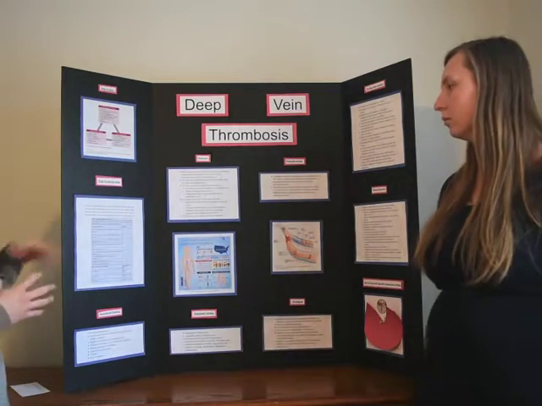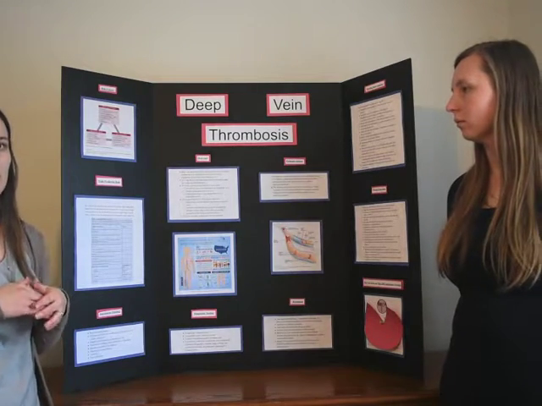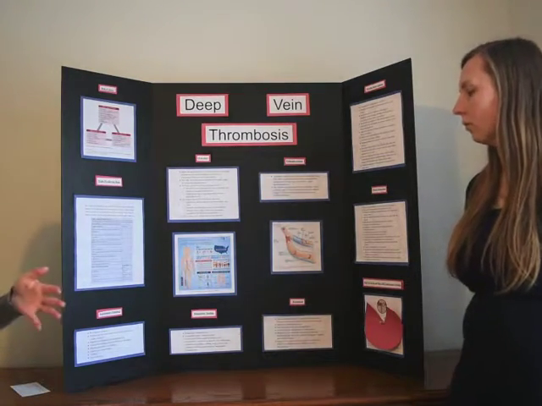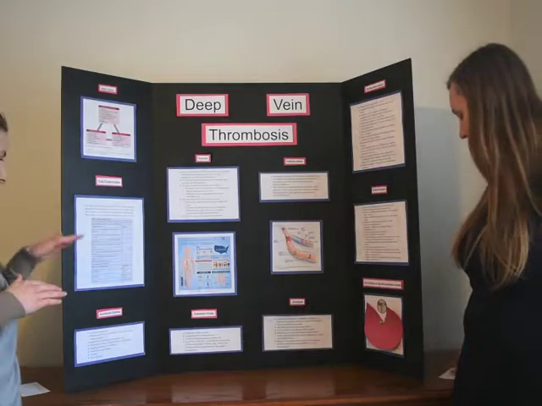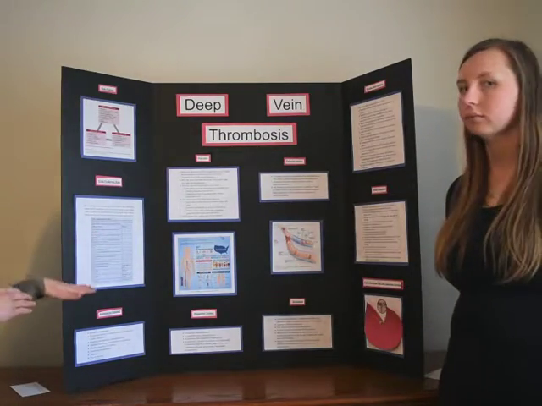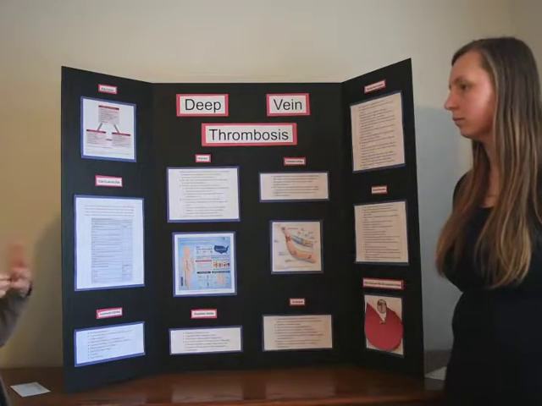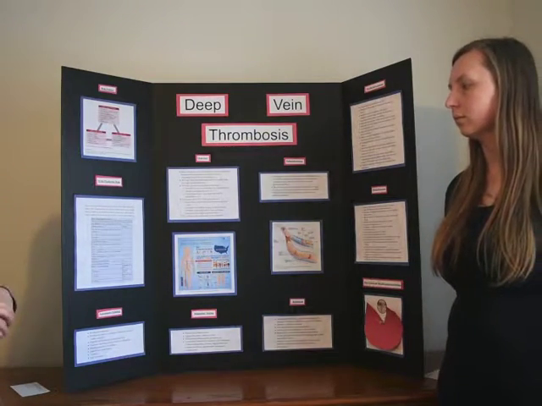The actual Wells prediction rule goes through different categories, such as: is this person at risk for cancer? Do they, by chance, already have blood stasis? Do they have swollen legs? And it gives them a point for all these different categories, and then it rates their risk for a DVT based on their score. So a score of 3 or greater would put them at high risk.